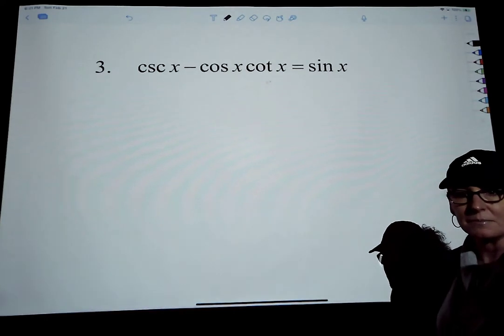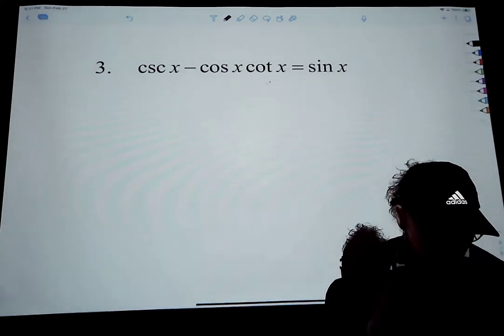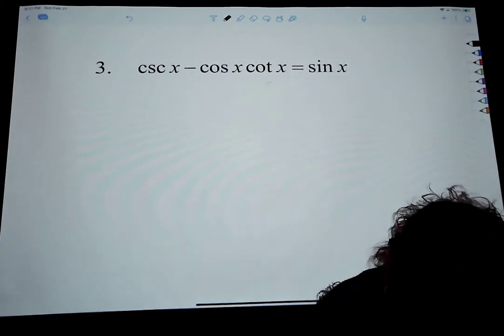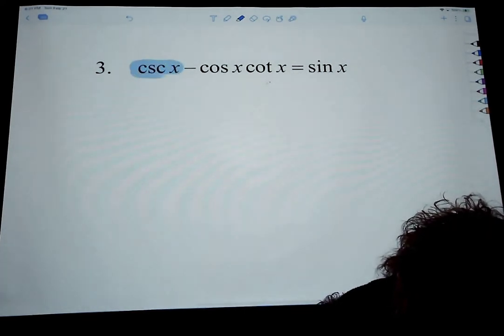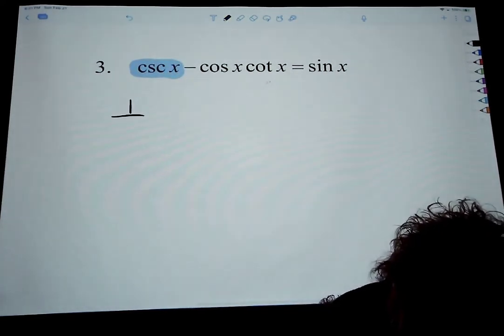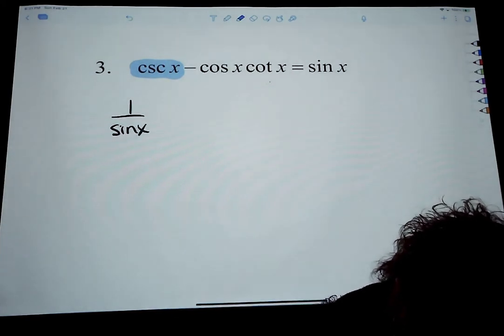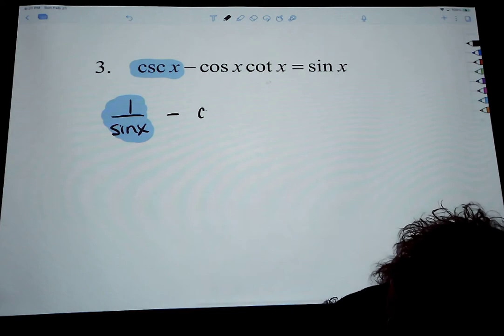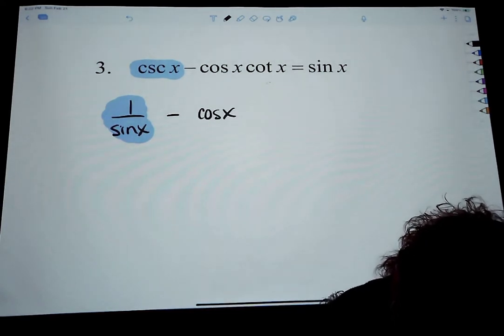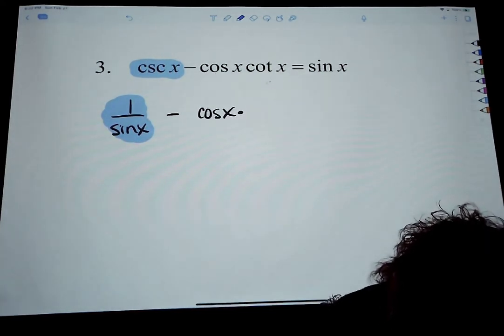Number 3. What do you think? How about we change everything to sines and cosines? So I'll change this to 1 over sine. So I made that substitution. Minus, keep the cosine a cosine. Cotangent.